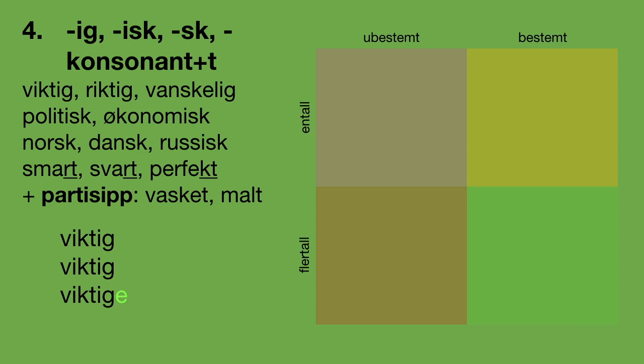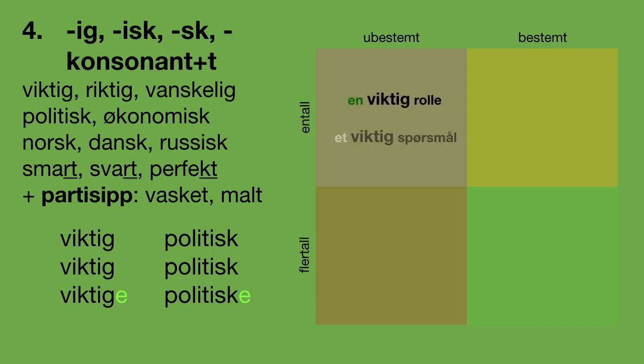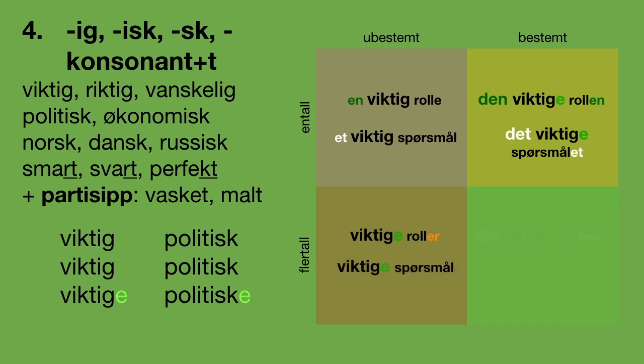So it will be viktig, viktig, viktige. Politisk, politisk, politiske. Like for example, en viktig rolle, et viktig spørsmål. So there is no T in the neutral indefinite. Den viktige rollen, det viktige spørsmålet. Viktige roller, mange viktige spørsmål. De viktige rollene, de viktige spørsmålene. So you see, the only special thing about these adjectives is that they don't take T for indefinite neutral.